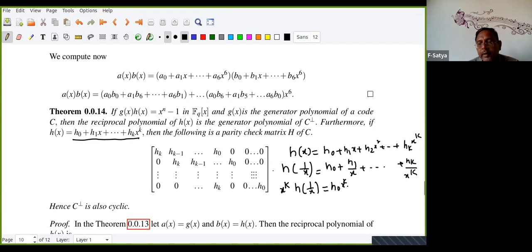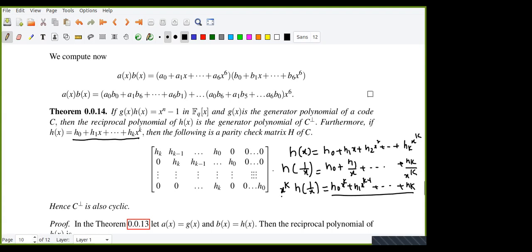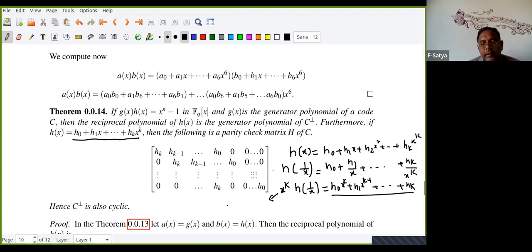h0 into x power k plus h1 into x power k minus 1 and so on plus hk. Are you okay? Yes, please respond. Yes, so it's okay. This is nothing. I put 1 by x and multiply by x power k. This polynomial is called the reciprocal polynomial of h(x).